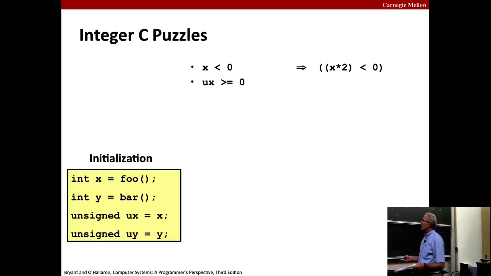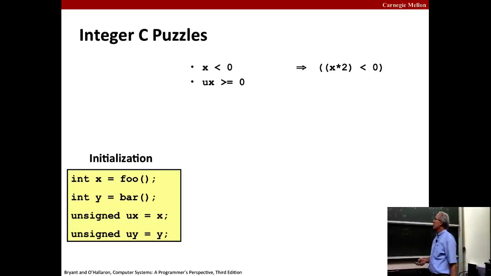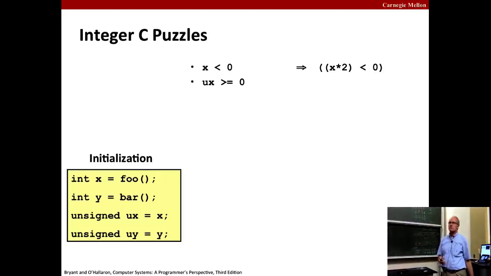So again, assume that x is any negative number, any 2's complement number, and ux is what happens if I cast it to be unsigned. So is ux always greater than or equal to 0? Yeah.